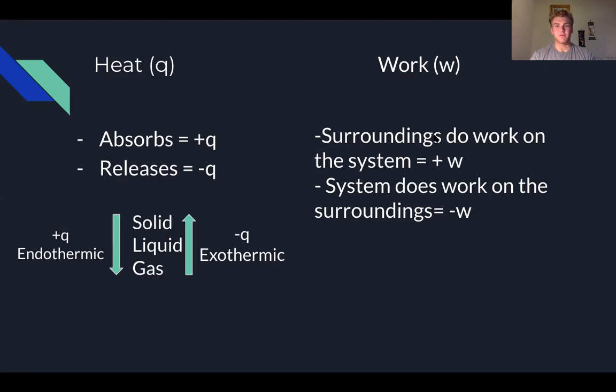And then the other one we have is work. So work is our W. And our W is going to be a positive W if the surroundings do work on the system. So if something else around us is doing work on us, then it's going to be positive because we're receiving, we're absorbing. In the sense, if we're looking back at the heat thing, something is doing something on us, so we're receiving.